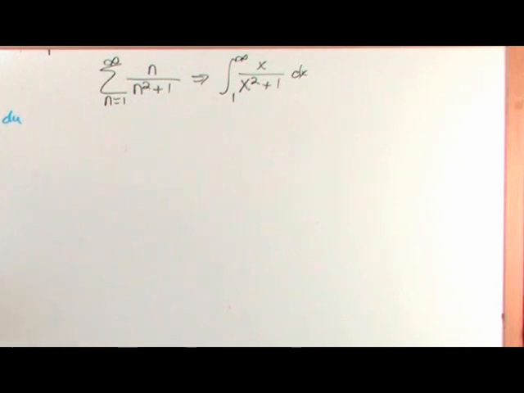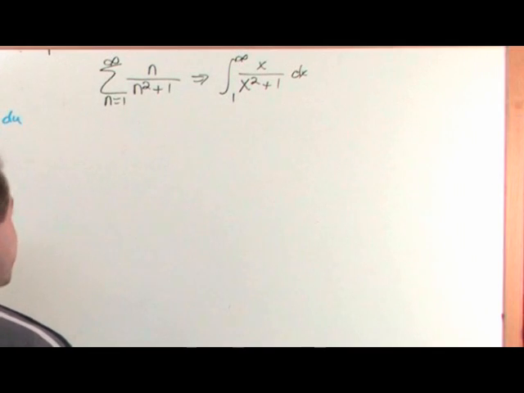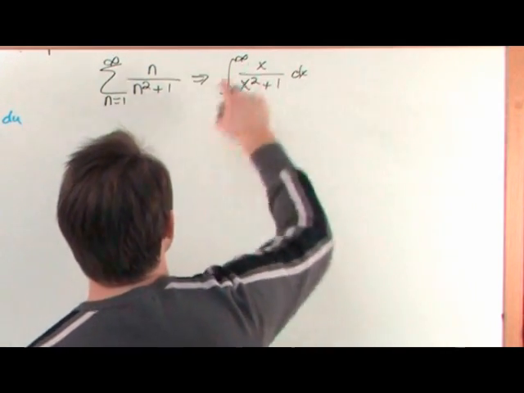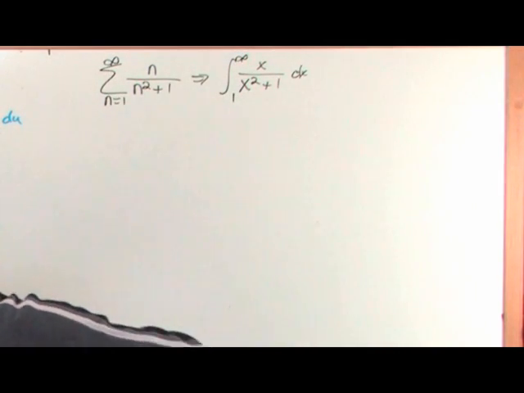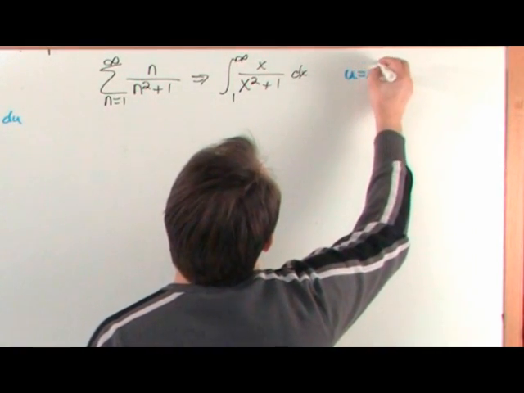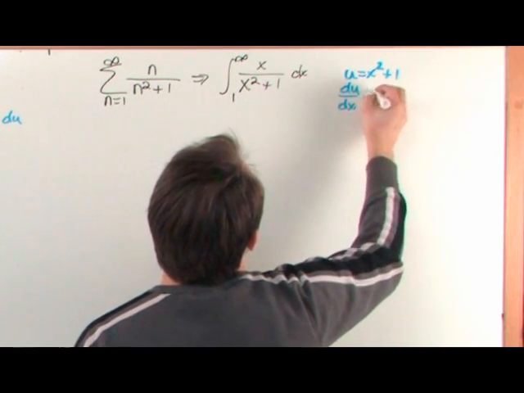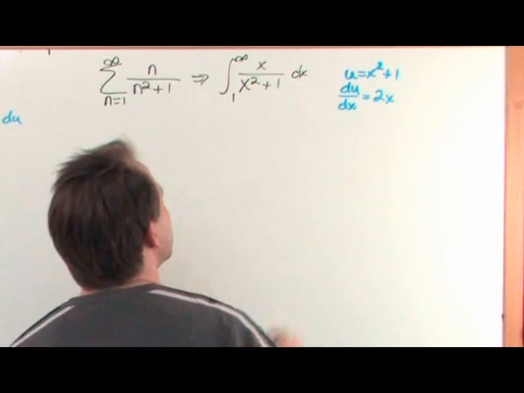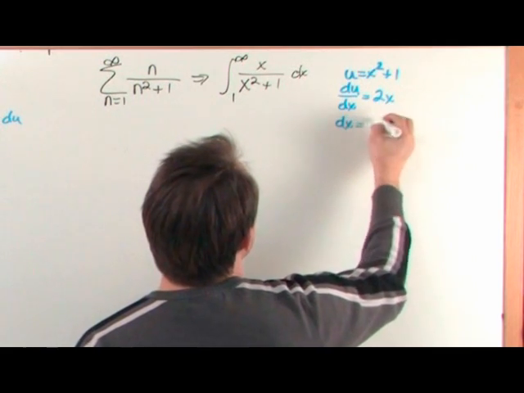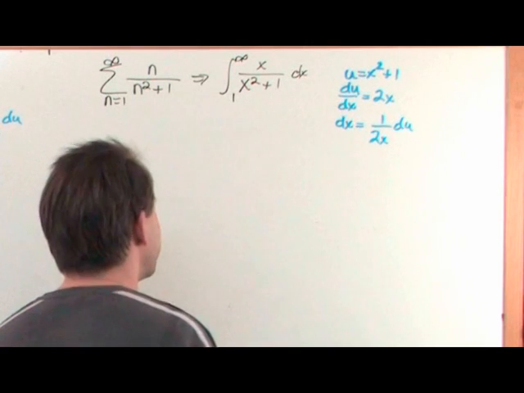Now look, we have an x on the top and we have a term in x squared on the bottom. So if I take u to be x squared plus 1, if I take the derivative of that, I'm going to get 2x, and that x is going to cancel with that one. So it looks like a nice cancellation is in order. So I'm going to say u is equal to x squared plus 1, du dx is 2x. And then dx is equal to 1 over 2x du, and I'm going to need the dx here, and that's why I solved for it.